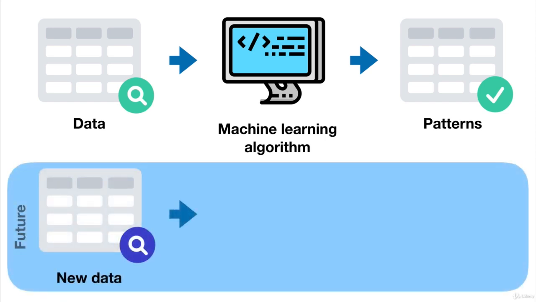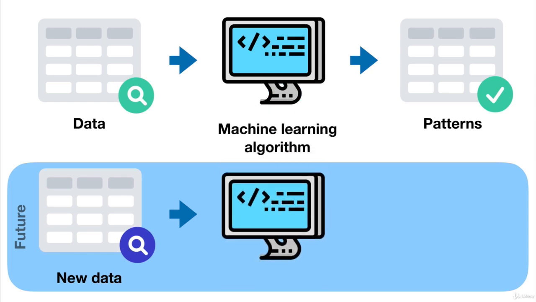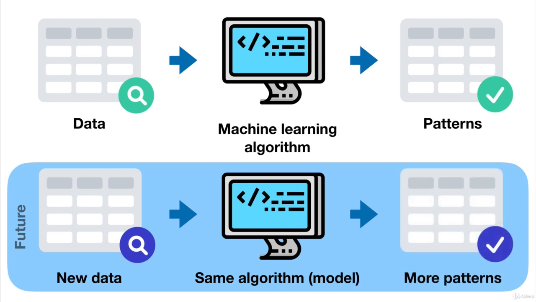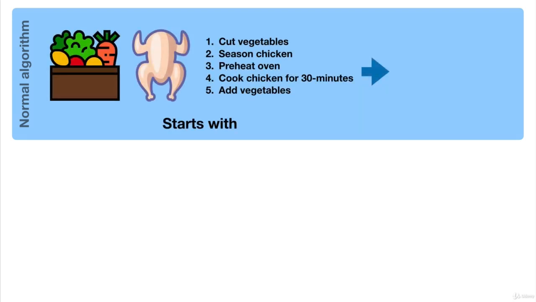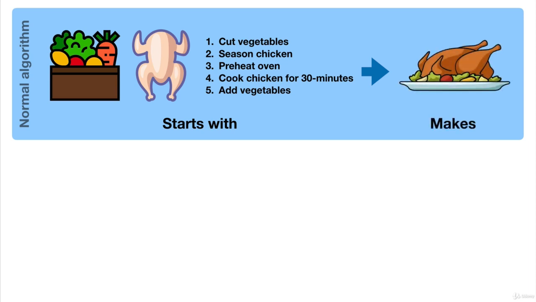Machine learning algorithms are also called models, and we'll use the term interchangeably throughout the course. How machine learning algorithms differ from normal algorithms and computer programs is the learning aspect. Let's use an example, where a normal algorithm could be a set of instructions, such as how to turn a pile of raw ingredients into your favorite honey mustard chicken dish. The set of instructions might start out by saying, first, cut up the vegetables, then season the chicken, then preheat the oven, etc. And if you follow these steps correctly, you'll end up with your favorite honey mustard chicken dish.